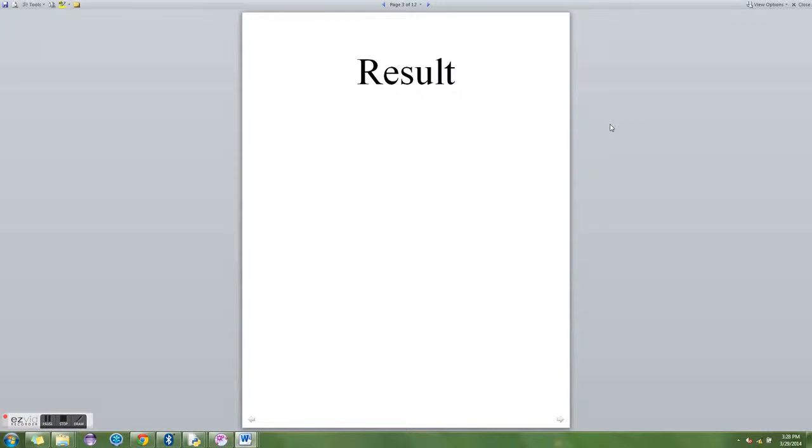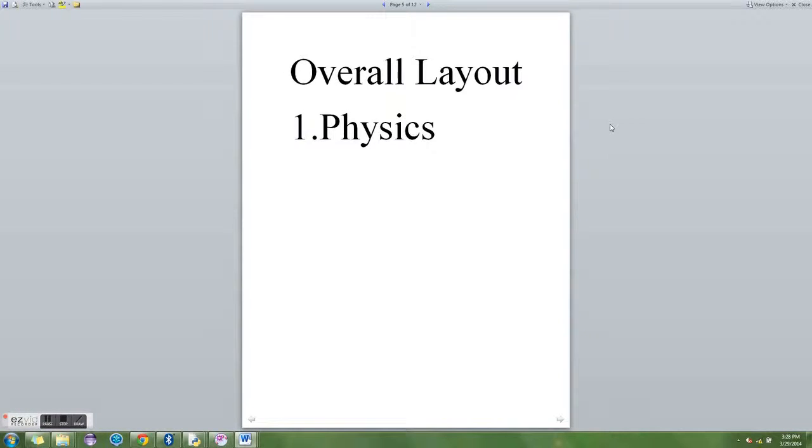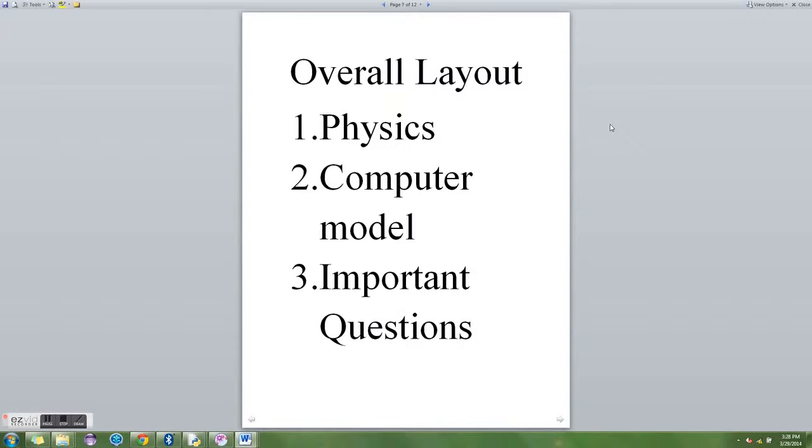So, the result for this lab was, of course, our energy principle is verified, and the model we used to predict the spring motion is quite accurate throughout the entire time period. So, our overall layout for this lab is going to be first, a discussion of the physics, second, a discussion of the computer model, and how it predicts the motion, and how it calculates the energies, and third, the important what does it mean questions.